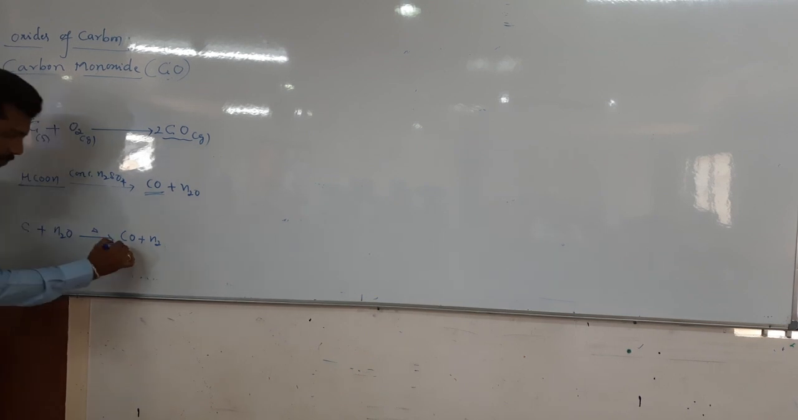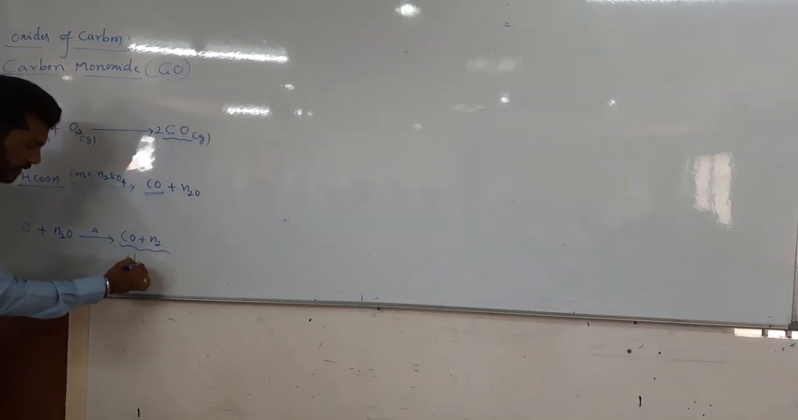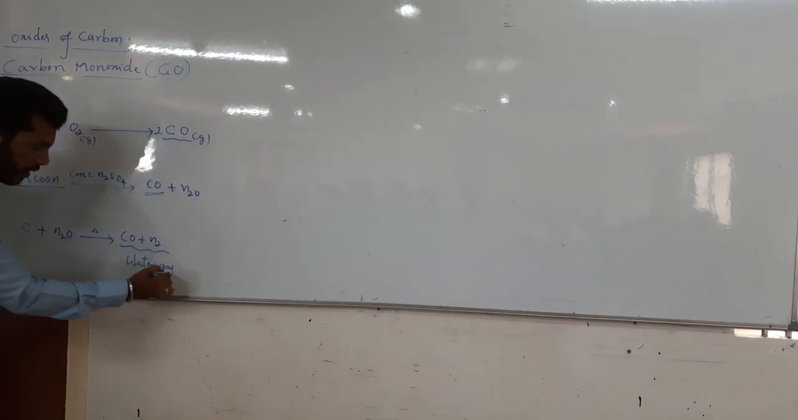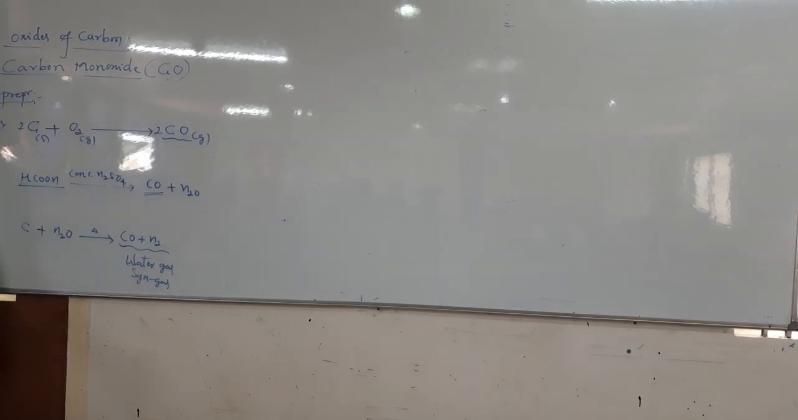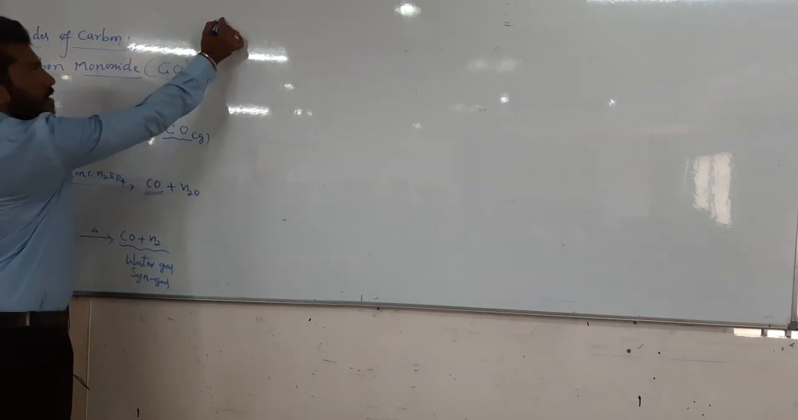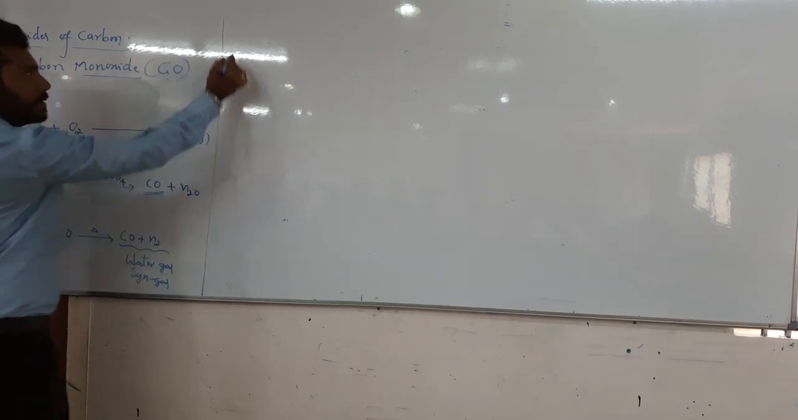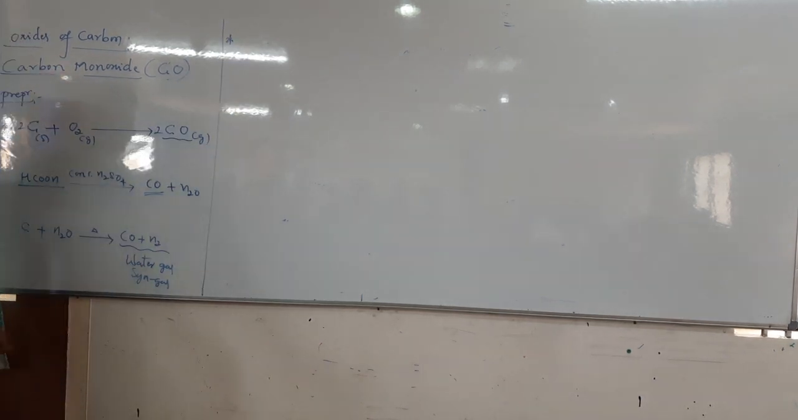This composition is called water gas, or syngas, or simply synthesis gas. So this is another method to prepare carbon monoxide with the help of steam and coke.